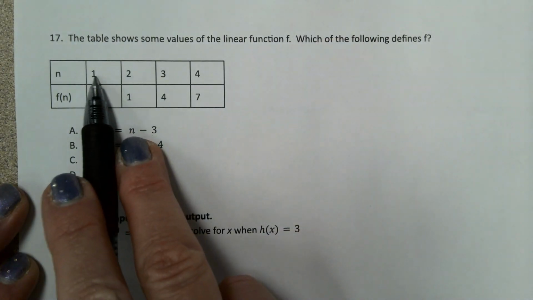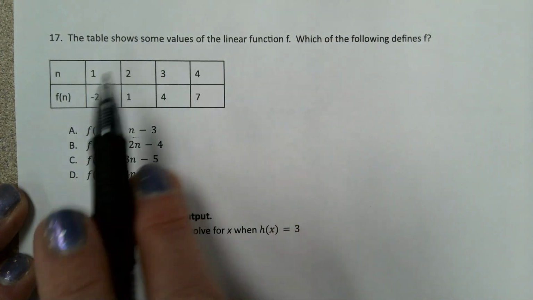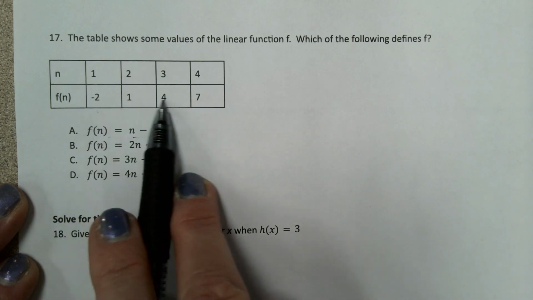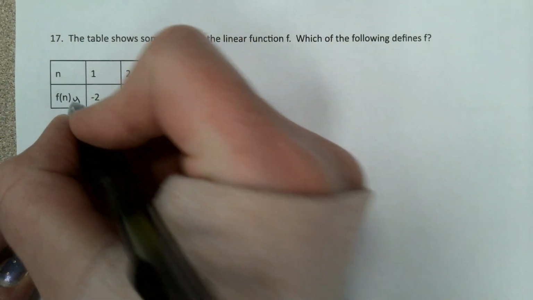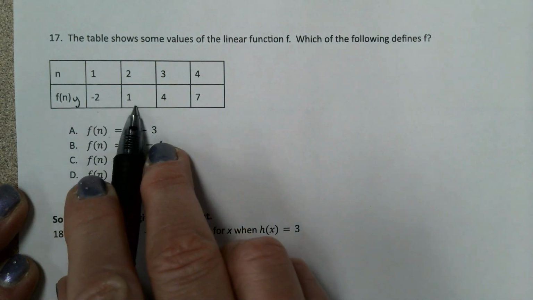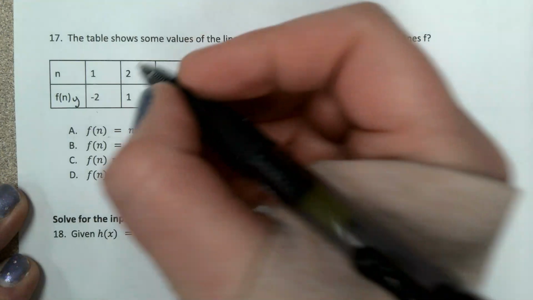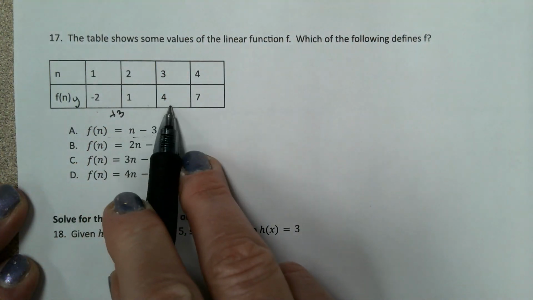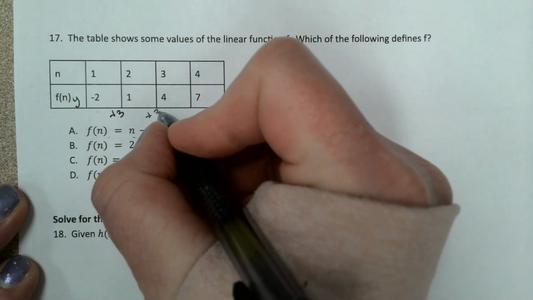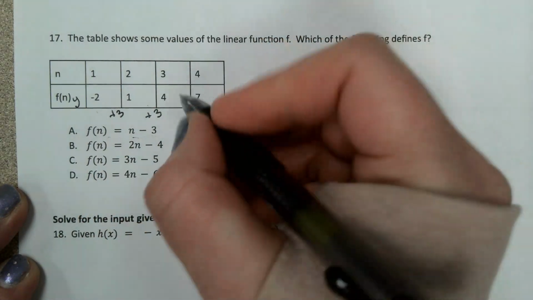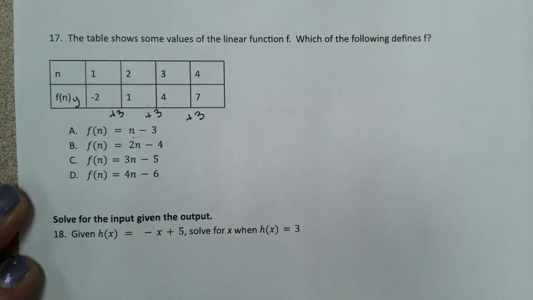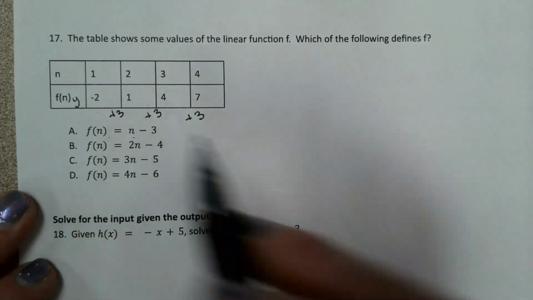All right, so your x's just go up 1, 2, 3, 4. But your answers, these are your y's. So your y's are changing. So let's see if we can find a pattern. So when I go from negative 2 to 1, that went up by 3. When I went from 1 to 4, also went up by 3. 4 to 7 also went up by 3.